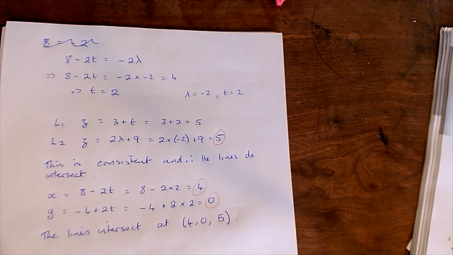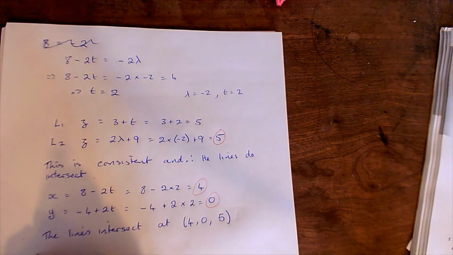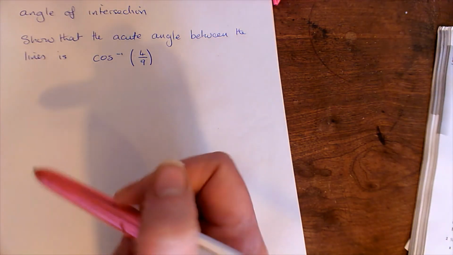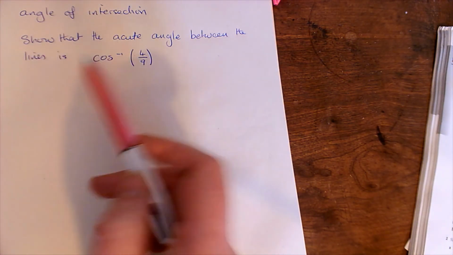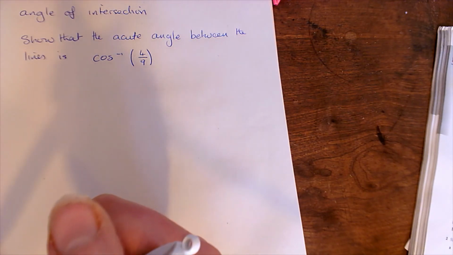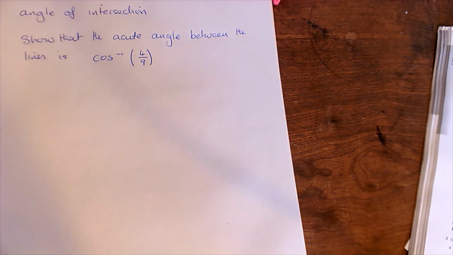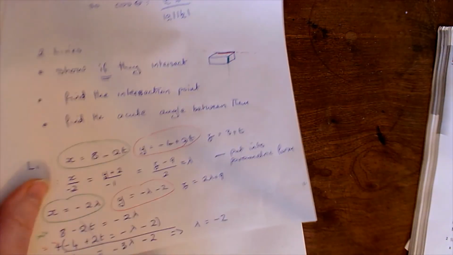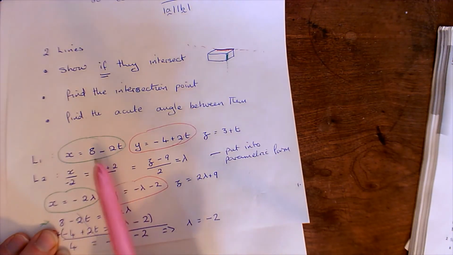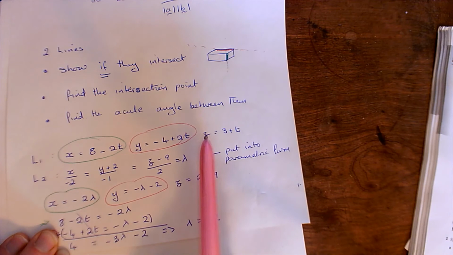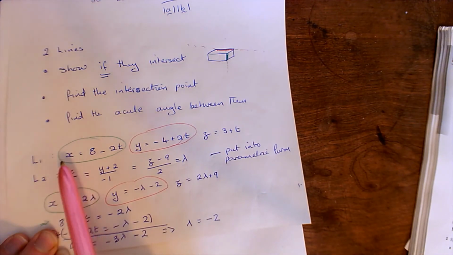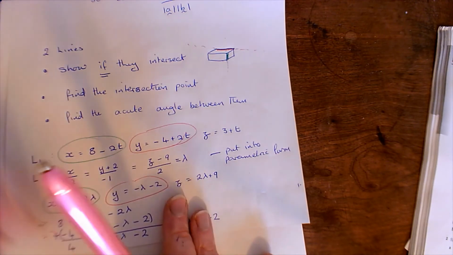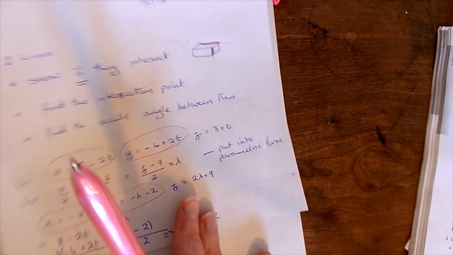Right, we also need to be able to find the angle of intersection. Okay, this question was actually an exam question, and what the question said was show that the acute angle between the lines is cos to the minus 1 of 4/9. So if you go back to your original version of line 1, it looked like this. So you can turn this into the vector equation of a line. So for the x coordinate it's 8 minus t, or 8 plus t times minus 2.